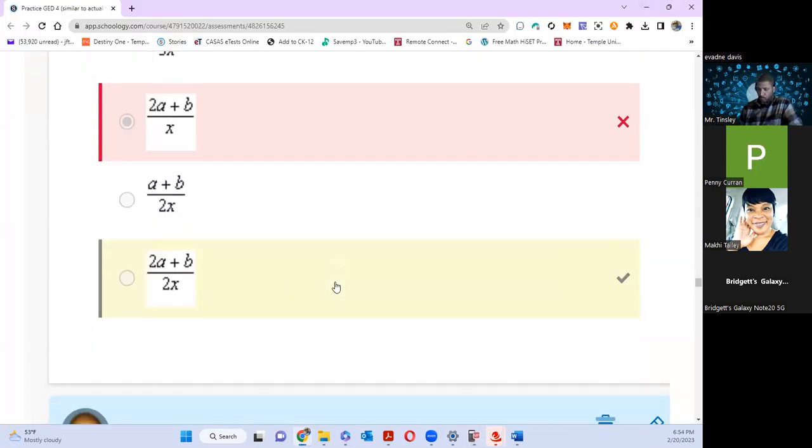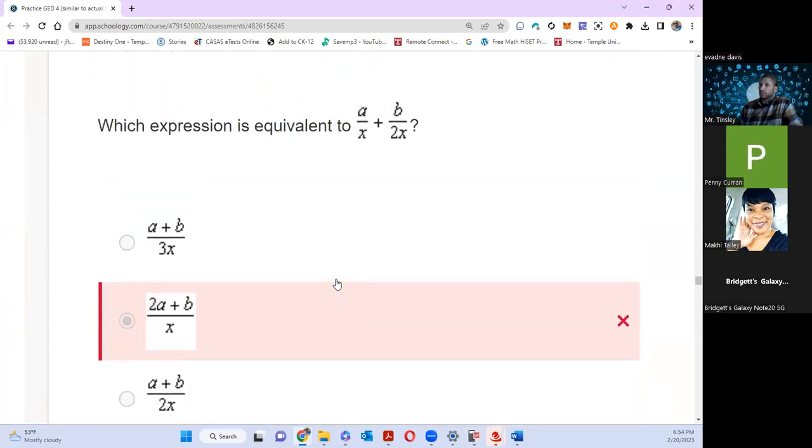So, Mr. Tinsley, go back up to the first one. You store A as 2. It doesn't matter what you store. A over X plus B over 2X. All you have to do is look at the denominator, and make sure the denominators will not make it undefined. So you have to make sure the denominator is not 0. In this case, it could be any number except 0.